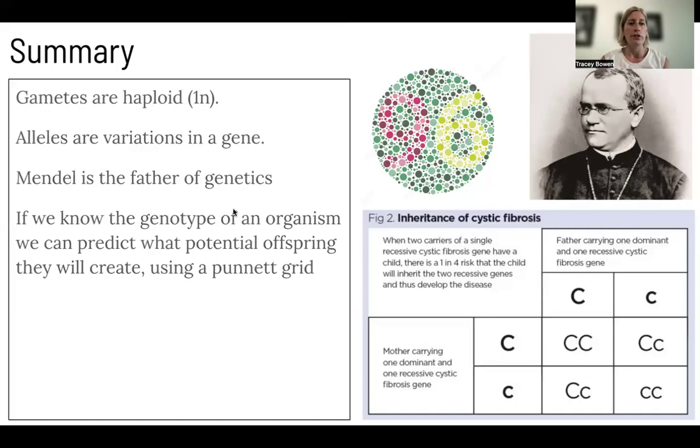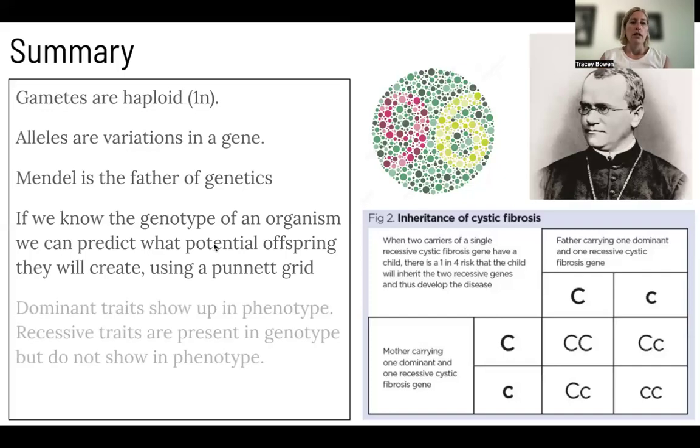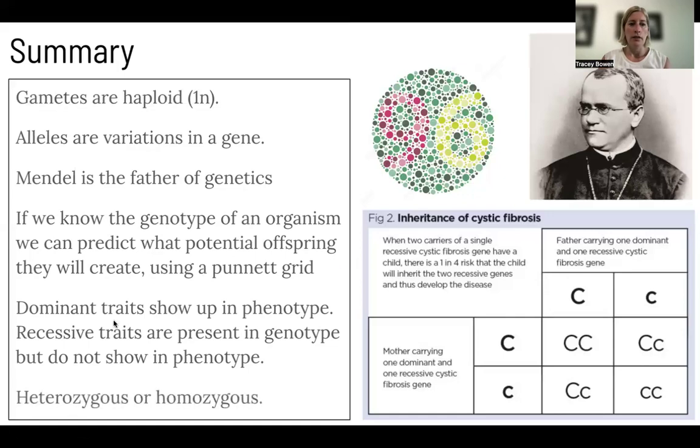If we know the genotype of an organism, we can predict potential offspring they will create using a Punnett grid. Dominant traits show up in the phenotype. Recessive traits are present in the genotype, but don't show in the phenotype unless they're the only traits in the genotype. Then we need to know the terms heterozygous and homozygous. Homozygous dominant or recessive means 2 dominant alleles or 2 recessive alleles, whereas heterozygous means 1 allele of each.